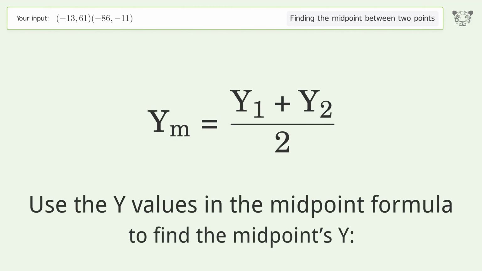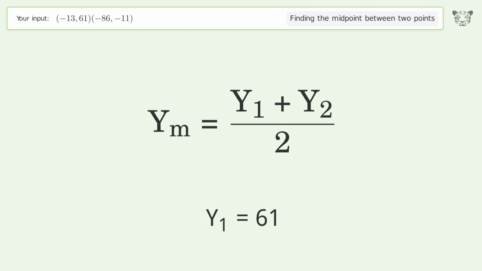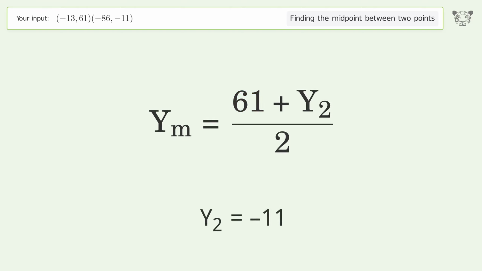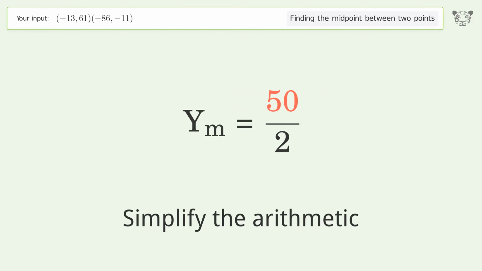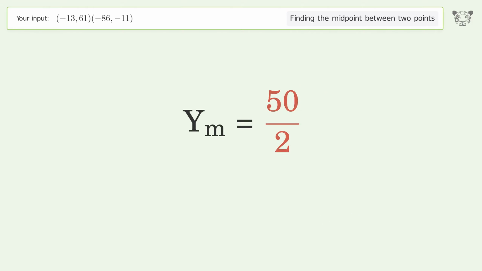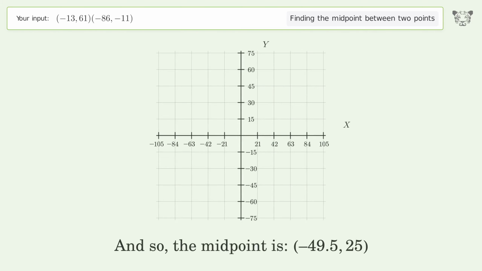Use the y values in the midpoint formula to find the midpoint's y. y1 equals 61. y2 equals negative 11. Simplify the arithmetic. And so, the midpoint is negative 49.525.